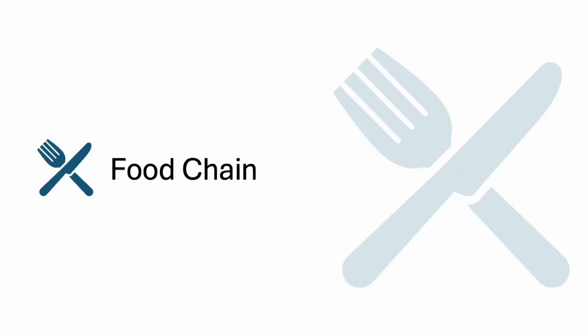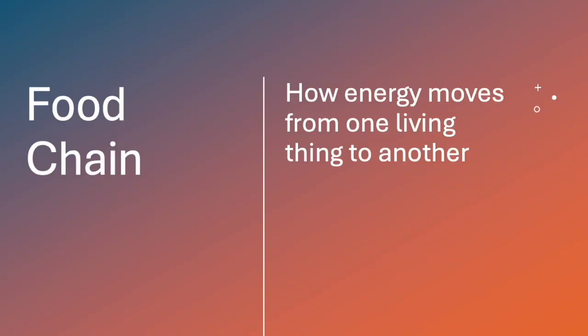Hello. Today we're going to learn about how plants and animals get their food. It's all connected in a chain called the food chain. A food chain shows how energy moves from one living thing to another. Almost all food chains start with the sun.